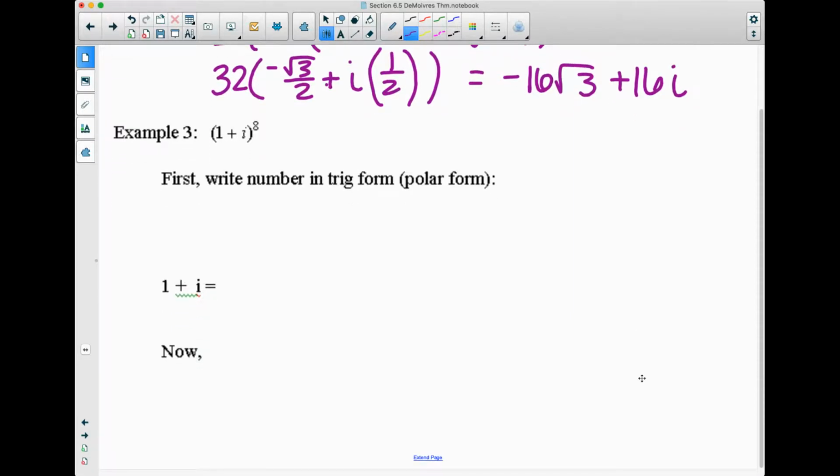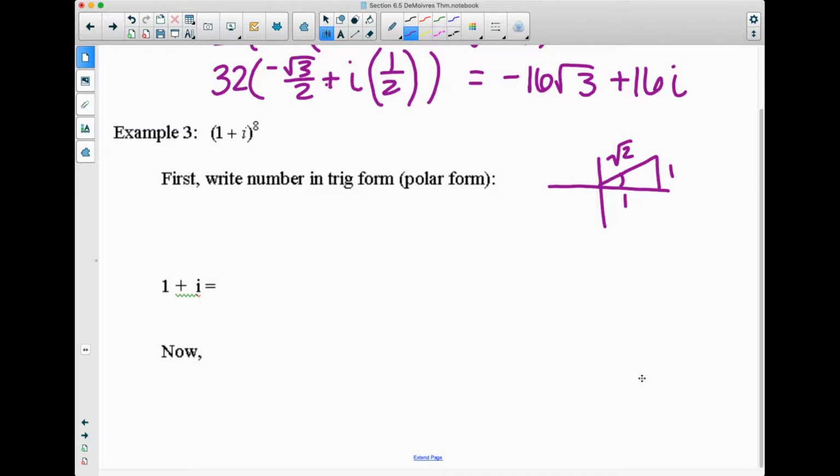All right, so we first write it in trig form. If we have 1, 1, that makes our r what? Square root of 2. And our theta, where's tangent 1 in the first quadrant? 45. Now, if I'm looking ahead, and I know that eventually I'm going to have to take 45 and multiply it by 8, which is totally fine. You can do that.